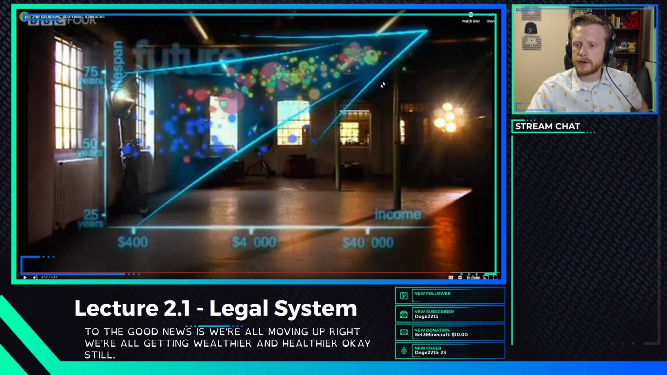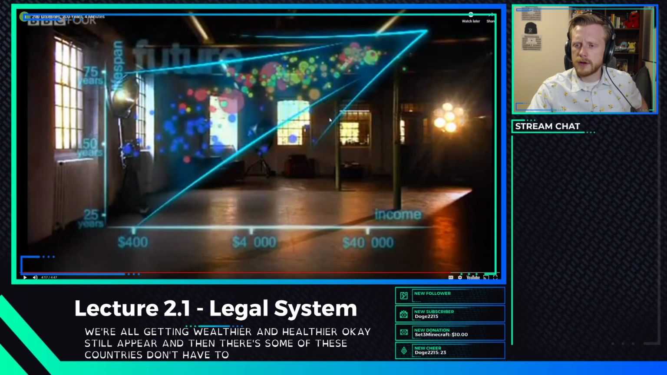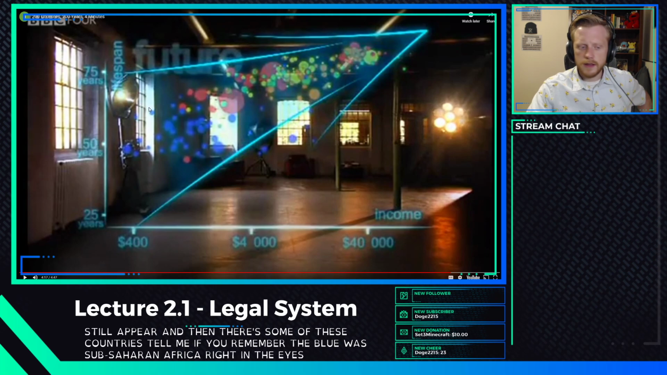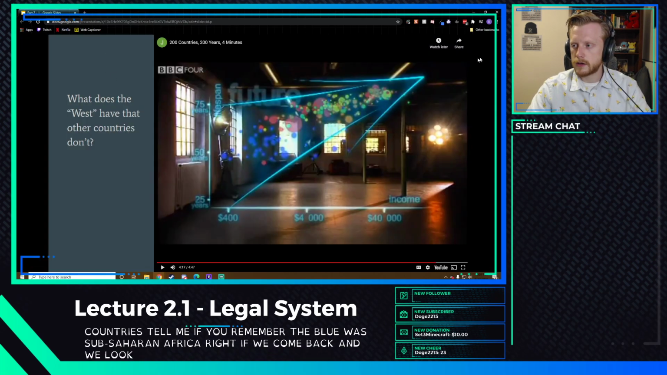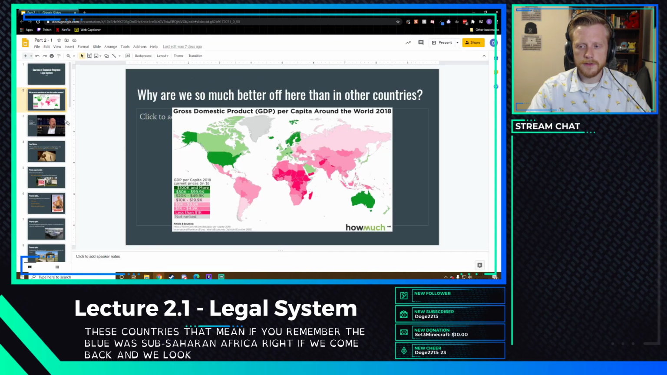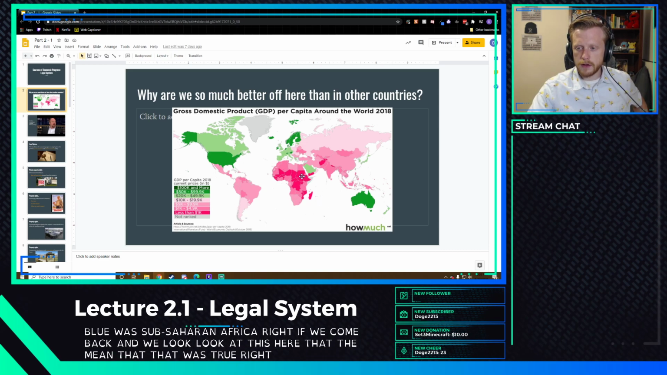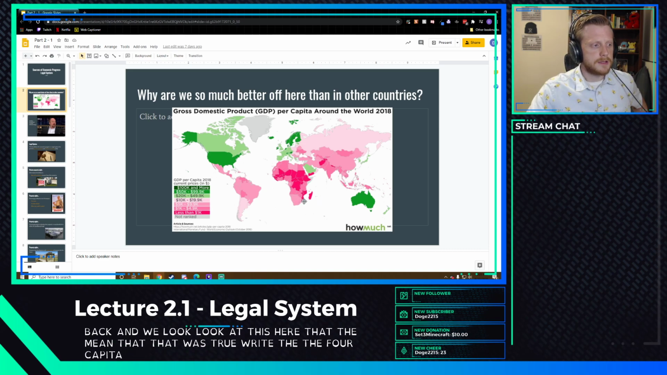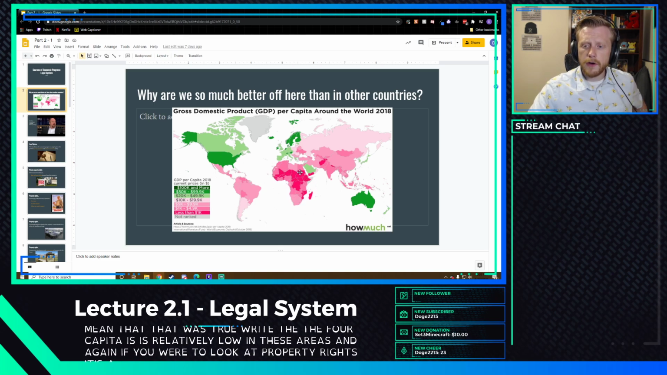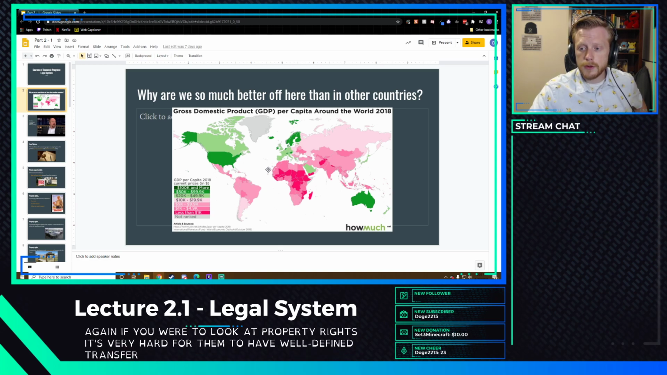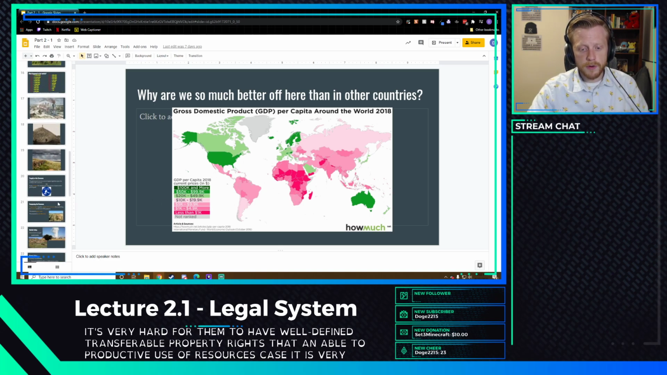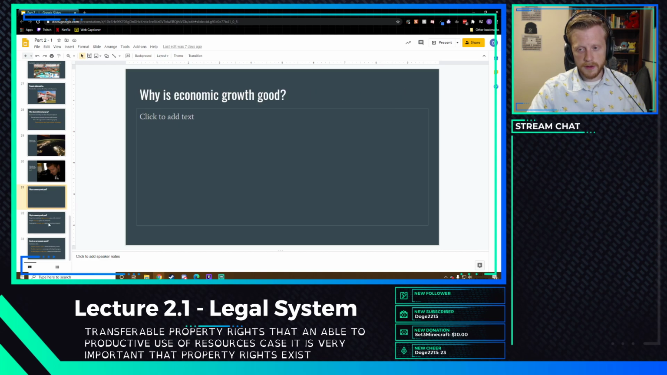Still, though, there are these countries up here, and then there are some of these countries down here. If you remember, the blue was sub-Saharan Africa, right? And guys, if we come back and we look at this here, that looks true, right? The GDP per capita is relatively low in these areas. And again, if you were to look at property rights, it's very hard for them to have well-defined, transferable property rights that enable the productive use of resources. Okay, so it is very important that property rights exist so that we can better use our resources.